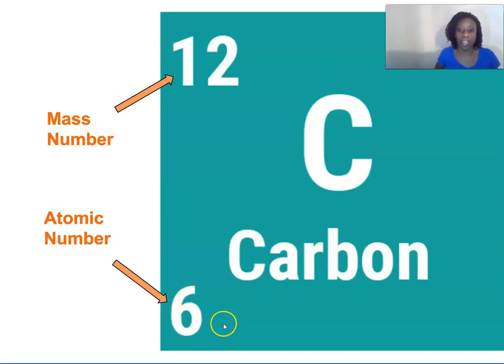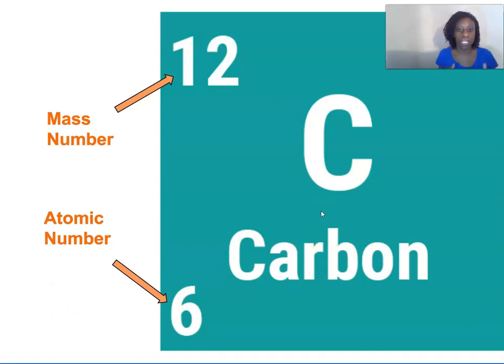So here in this case, our atomic number is at the bottom. So we see that the atomic number of carbon is 6, all right? That means that a carbon atom has 6 protons. The atomic number is the number of protons, all right? So that's how you can figure out how many protons are in an atom.